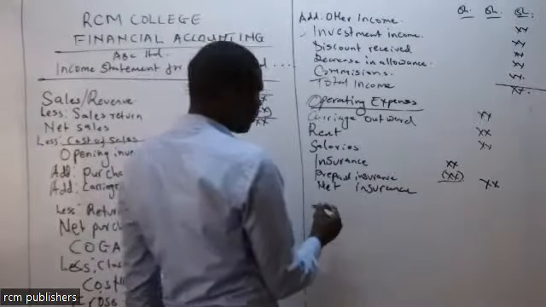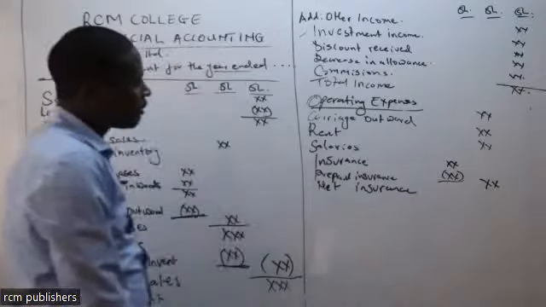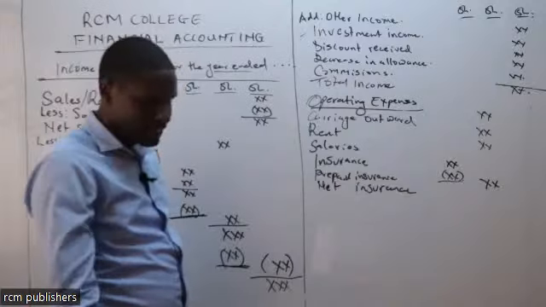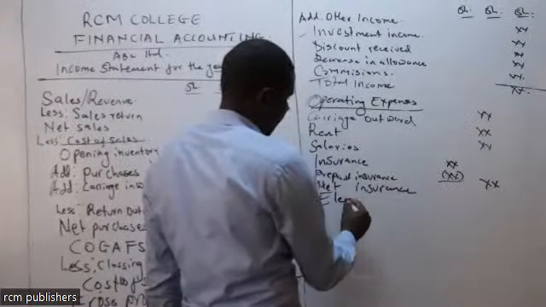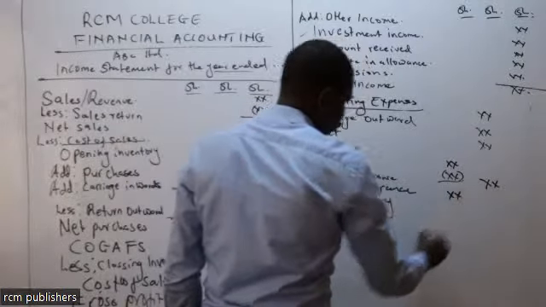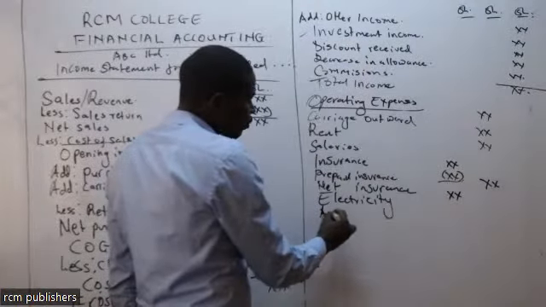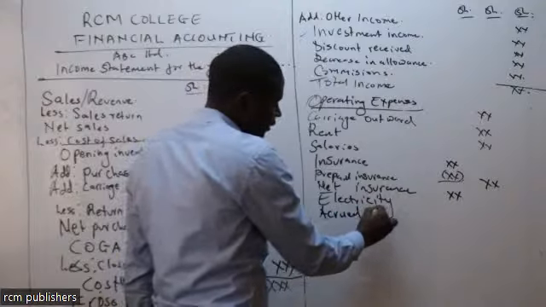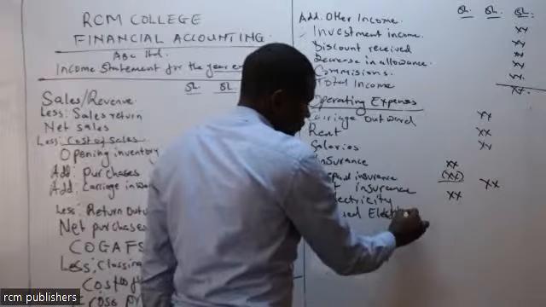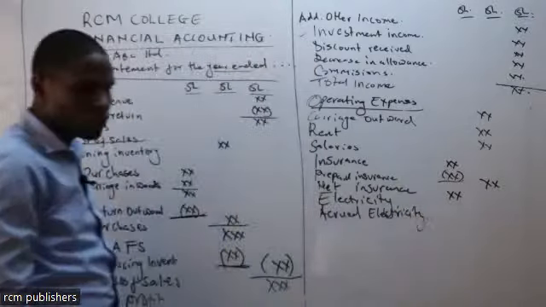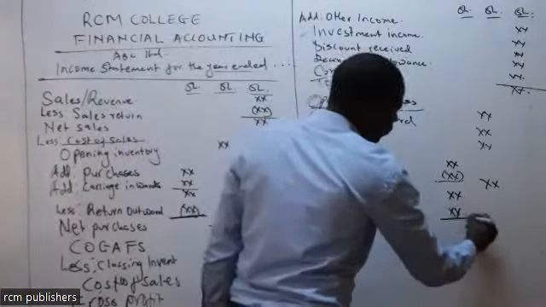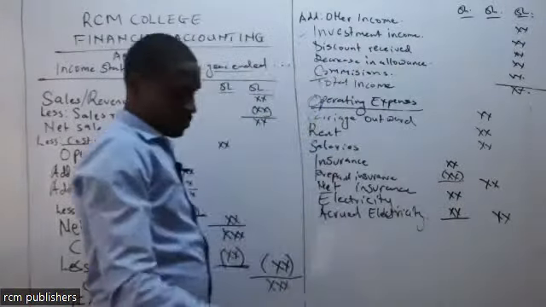Then we can have another expense here. Give me another expense. Electricity. Allow me as well to adjust. I have accrued electricity. What should I do? For the accrued, depreciation as well. For this one, we usually add. Accrued, you add.